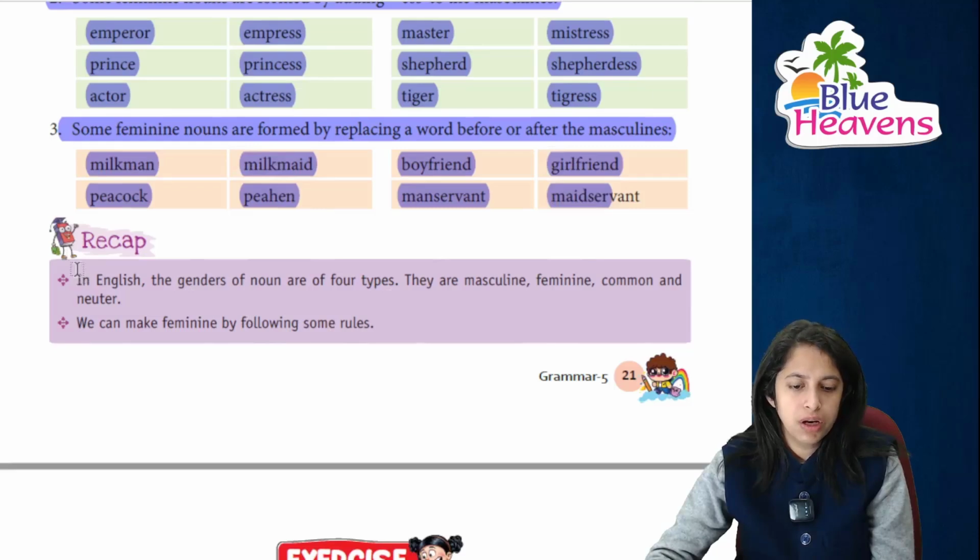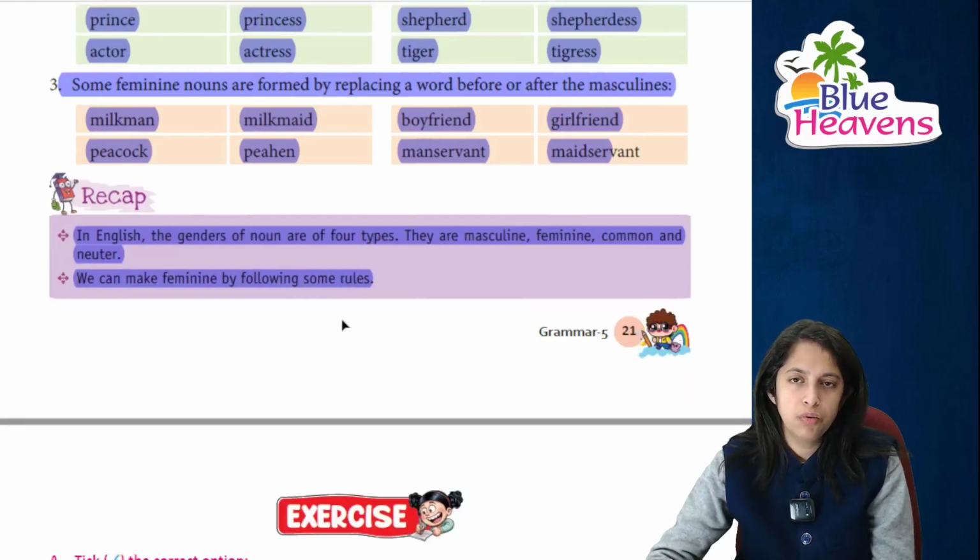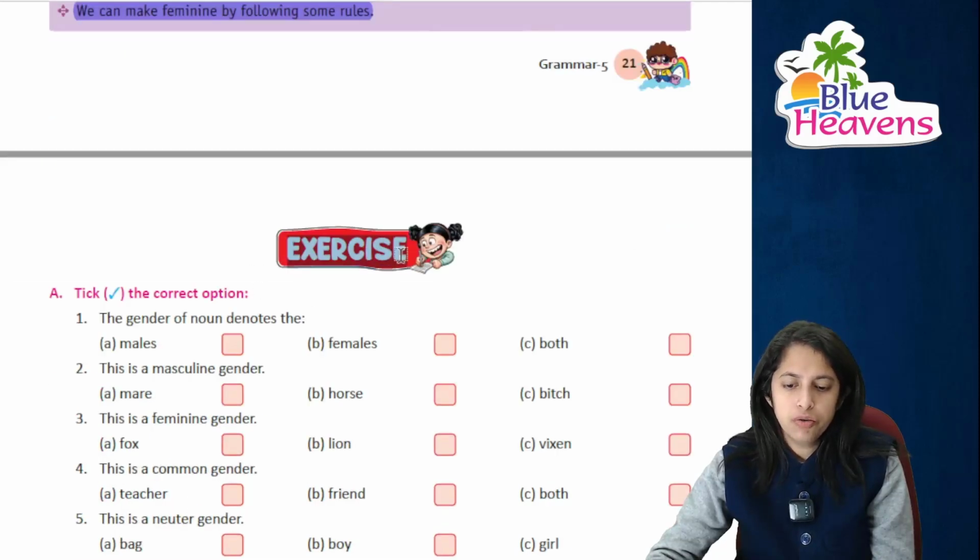There is a quick short recap in English. Gender of a noun, of course, there are four types: masculine, feminine, common, and neutral. And we can make feminine by the following rules that are written above. Moving on to the exercise, first we'll be doing tick the correct options, right?